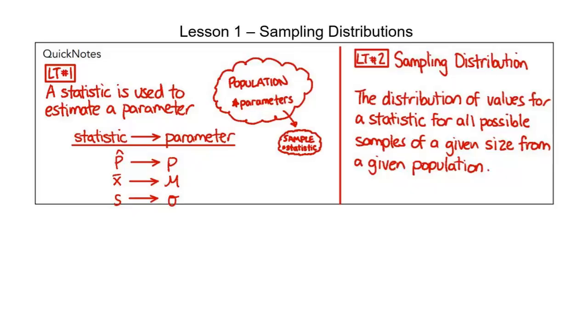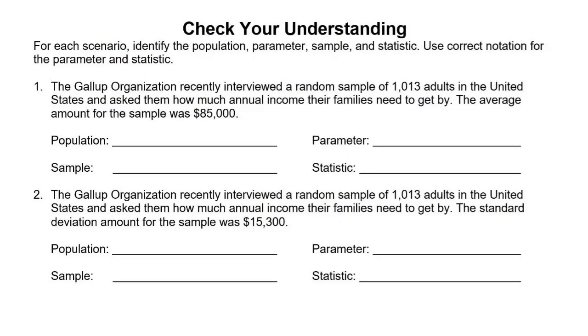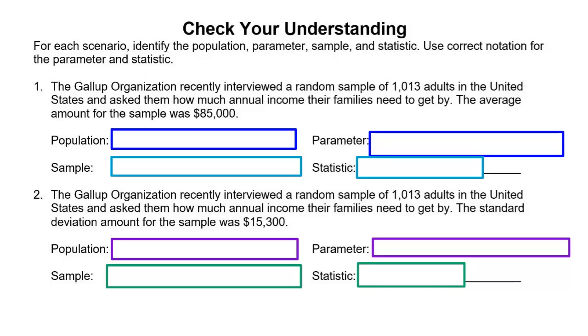I want to practice identifying the population and the sample, the parameter and the statistic. We're going to look at 3 different scenarios here. The Gallup organization recently interviewed a random sample of 1,013 adults in the United States and asked them how much annual income their families needed to get by. The average amount for the sample was $85,000. I'm going to start with the easy question. What's the sample? 1,013 adults in the U.S. There we go. 1,013 adults in the U.S.